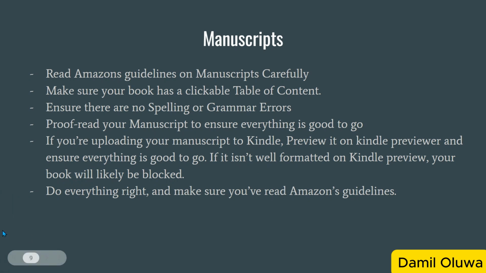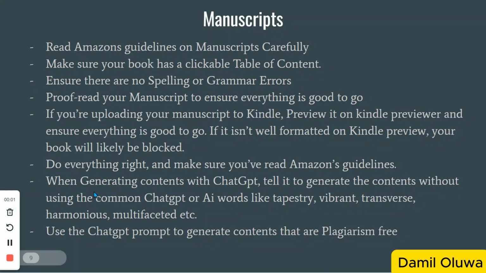So do everything right and make sure you read Amazon's guidelines. The guidelines are very compulsory. Let's say I forgot, I added this last point on here. Most of the time, some people get their books blocked because of generated content using AI. And these same people, when they are publishing their books on KDP, doing the setup, they don't select that they used AI to publish their book. So this is a straightforward blocking measure.